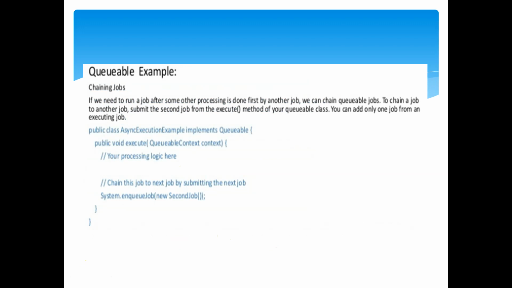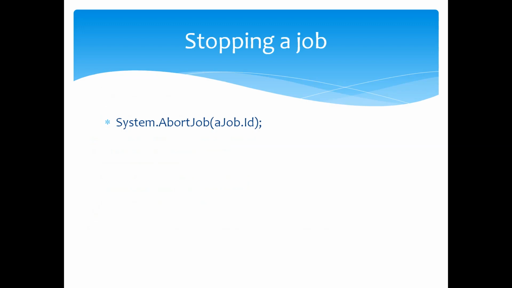Now, this is an example where you can chain to a next job also. Within the execute of one Queueable, you can call another Queueable also. You can directly call another one once this job is done. So chaining of Queueable jobs is allowed.